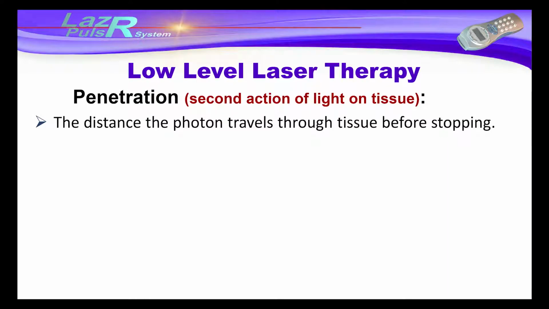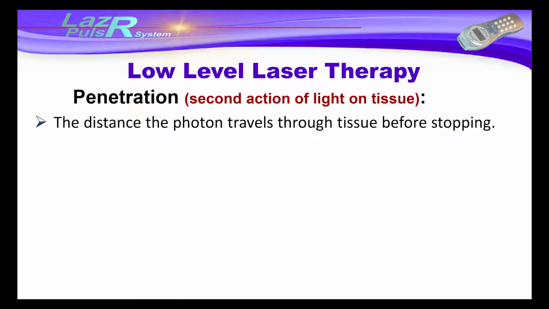The second action of light on tissues is penetration. This is the distance the photons that were not reflected travel through tissue before being absorbed or transferred. For low-level laser therapy, penetration is minimal as it only requires penetration through the superficial tissues to reach the first living cells to activate a process called biological amplification. More on this in the next video. Therefore, deep penetration is something that is contraindicated for low-level laser therapy.